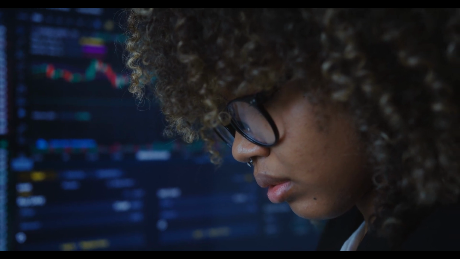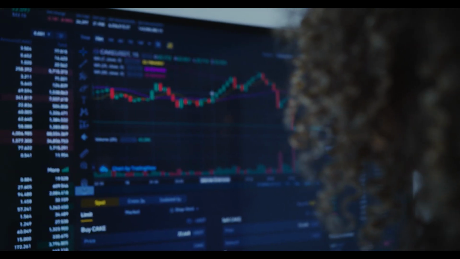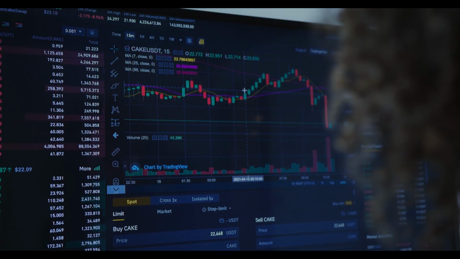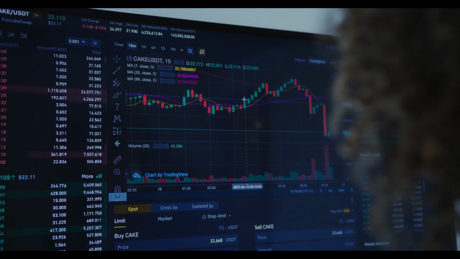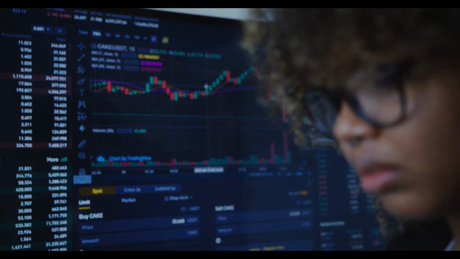Hello, traders and investors. Have you ever asked yourself if your strategy really works or if it only worked because of luck? In the financial market, trading without backtesting is like driving in the dark. You might go far, but the chances of crashing are huge.